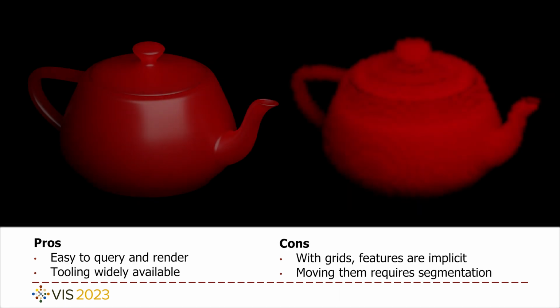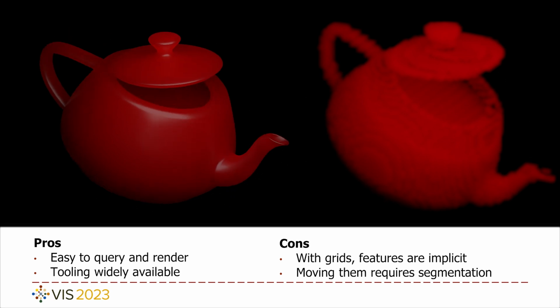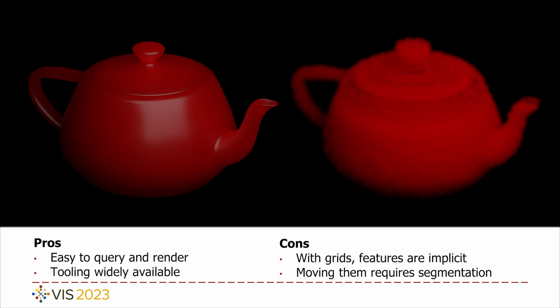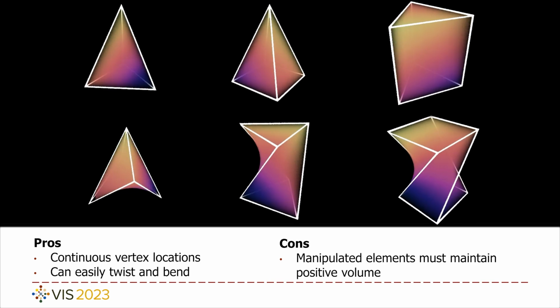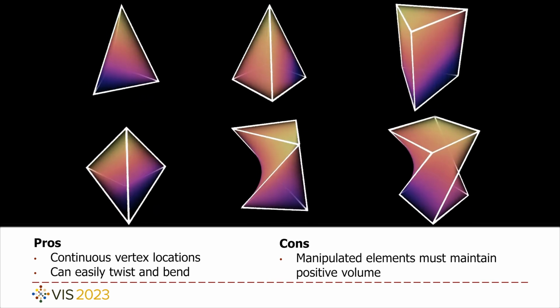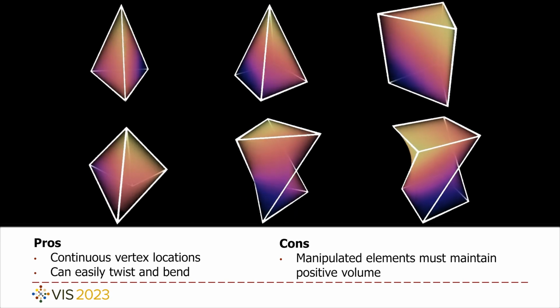When we think of volume rendering, we often think of voxel grids, which are really easy to query and render, and there's tooling widely available for them. However, with grids, features are implicit, and so moving them requires some sort of segmentation, which is usually hard to compute. You might also consider finite elements, which have continuous vertex locations that allow these elements to twist and bend. However, manipulated elements must maintain a positive volume, otherwise they need to be remeshed.